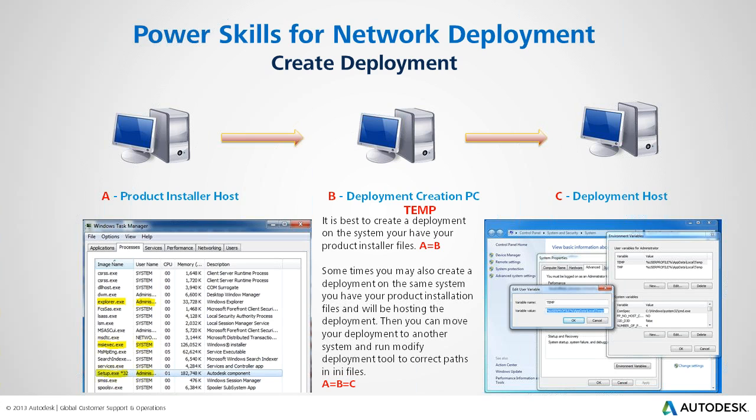Okay. So the best thing, sometimes what you have to do, is create a deployment on the same system you are on and save the deployment on the same system you're running the creation on. In case you have some problems with networking, accessing your host system, you can then move that deployment manually to your deployment host, server, or system. And down the slides, we'll show you how to do that.